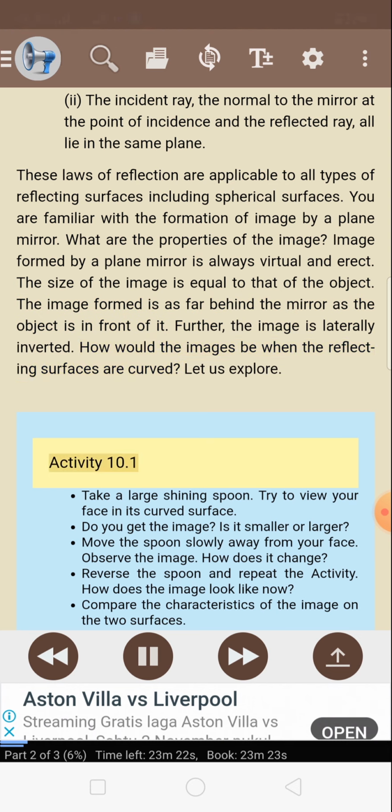Let us explore. Activity 10.1. Take a large shining spoon. Try to view your face in its curved surface. Do you get the image? Is it smaller or larger? Move the spoon slowly away from your face. Observe the image. How does it change? Reverse the spoon and repeat the activity. How does the image look like now? Compare the characteristics of the image on the two surfaces.